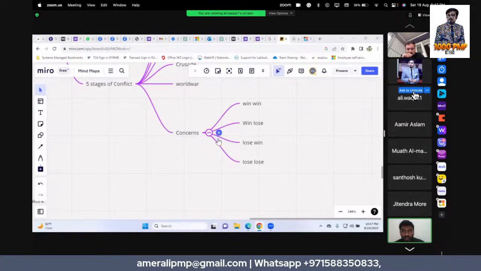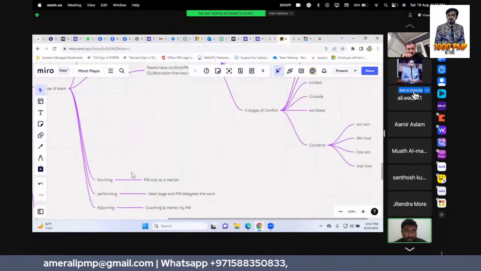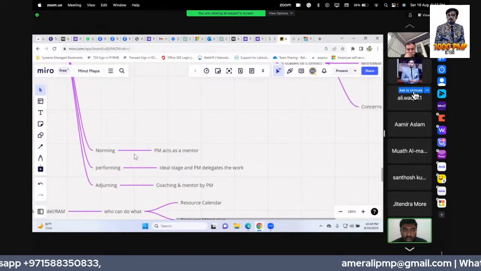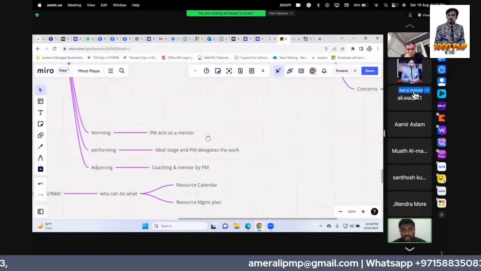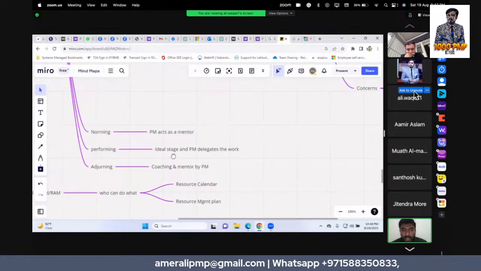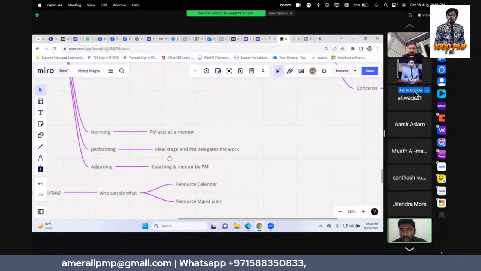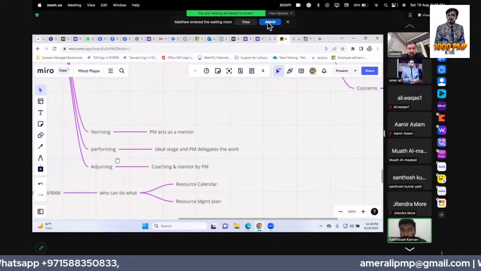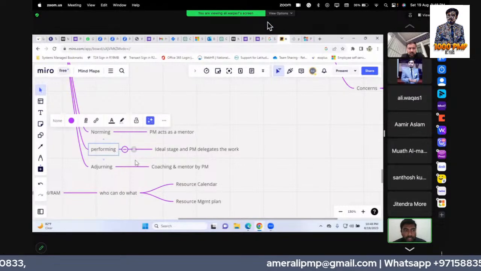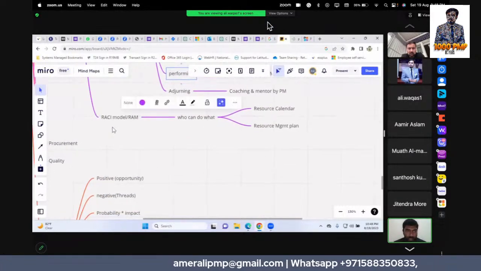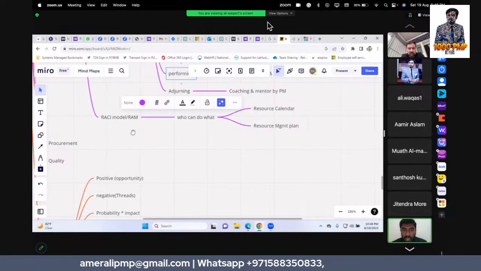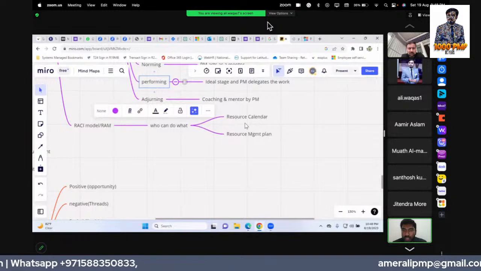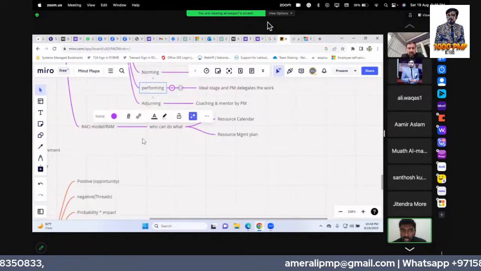Go for next. The next one after storming is norming, where the project manager acts as a mentor. Then the next category is performing, the ideal stage, where the PM delegates the work to others. Then adjourning, where the PM will coach and mentor. Next is the RACI model and RAM: who can do what work. It is divided into resource calendar and resource management plan.